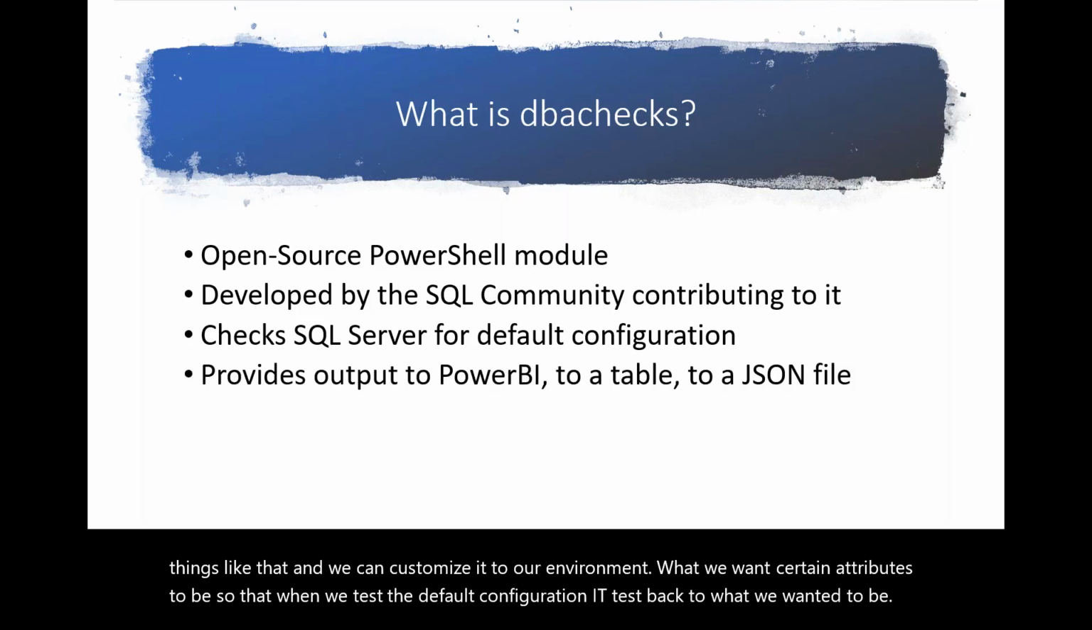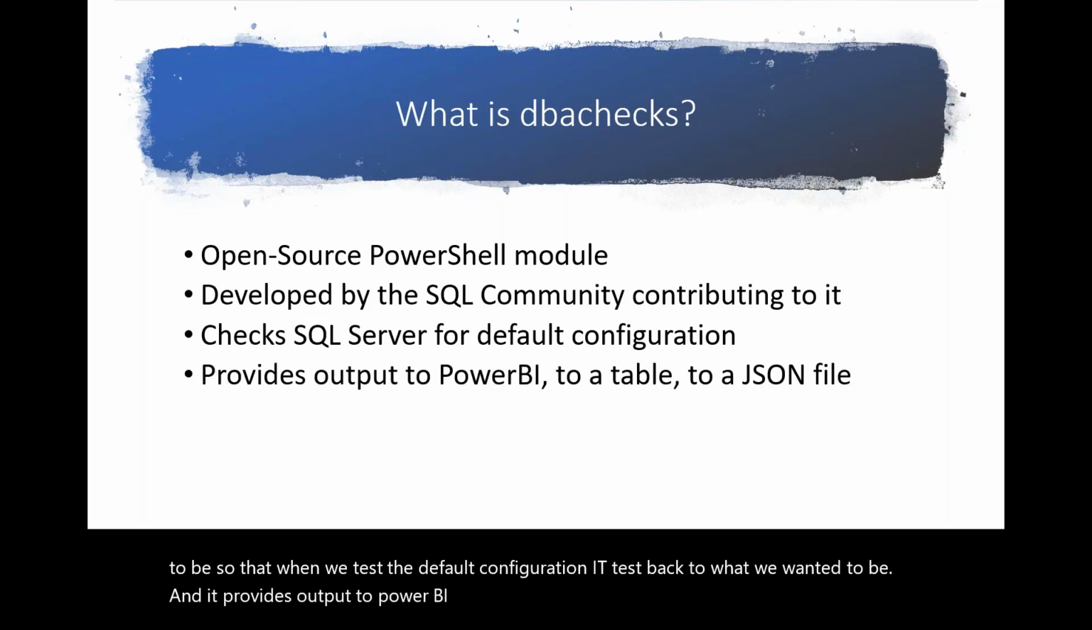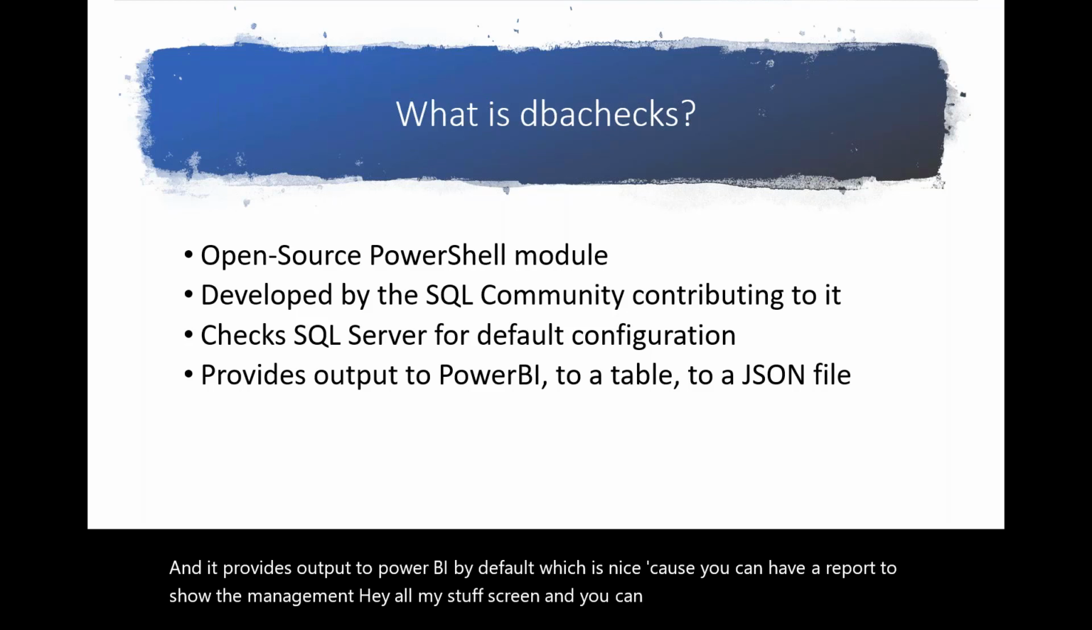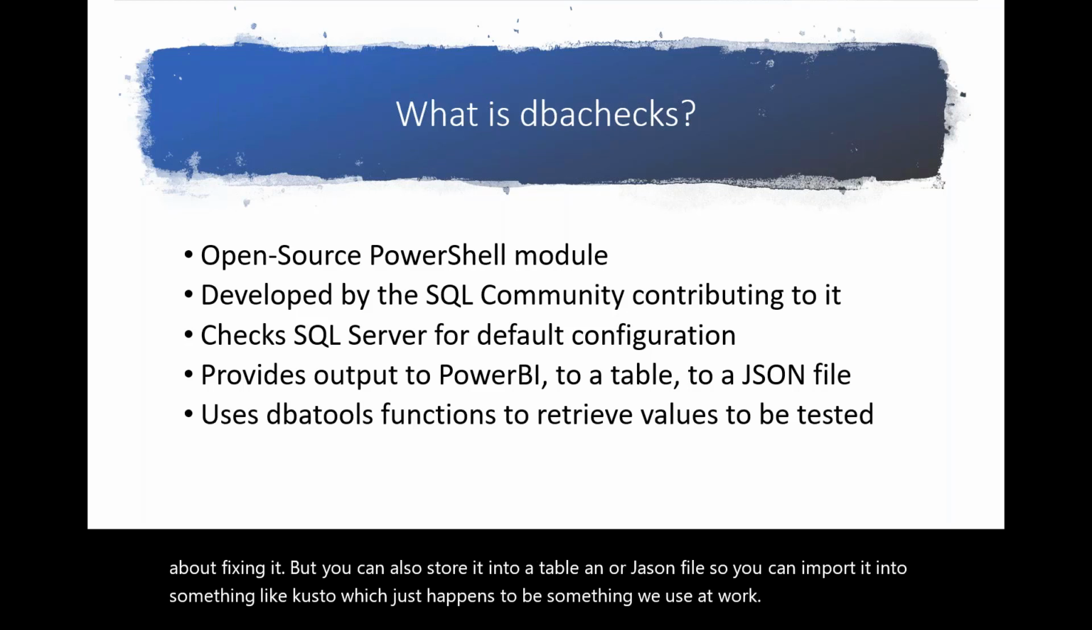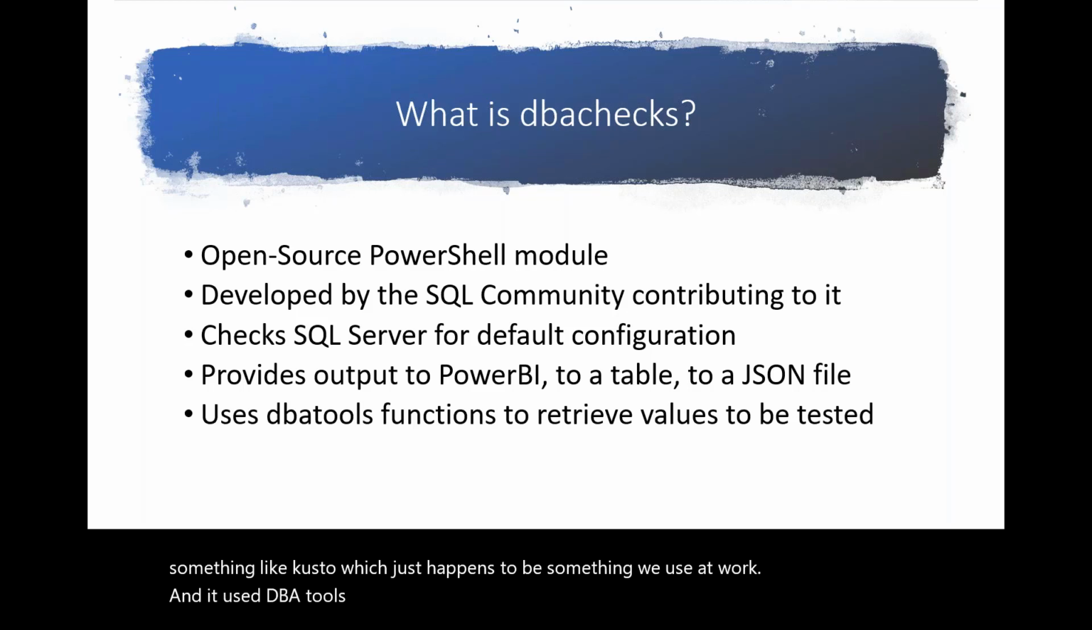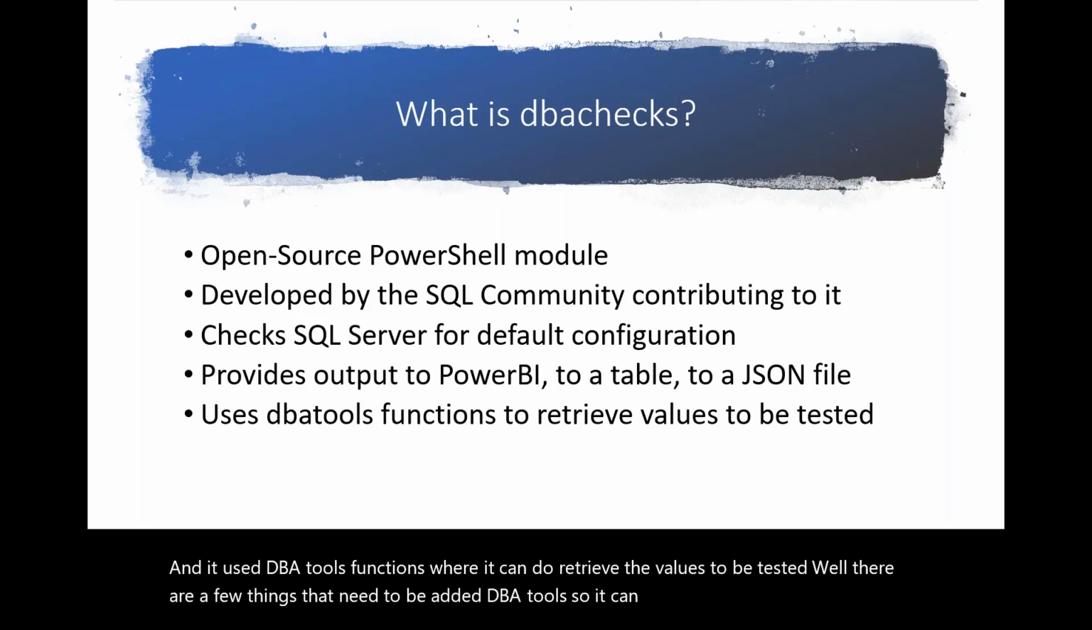And it provides output to Power BI by default, which is nice because you can have a report to show to management, hey, all my stuff's green, and you can see everything that's red and go about fixing it. But you can also store it into a table or a JSON file, so you can import it into something like Kusto, which just happens to be something we use at work. And it uses dbatools functions where it can to retrieve the values to be tested. There are a few things that need to be added to dbatools so it can be tested through dbatools.